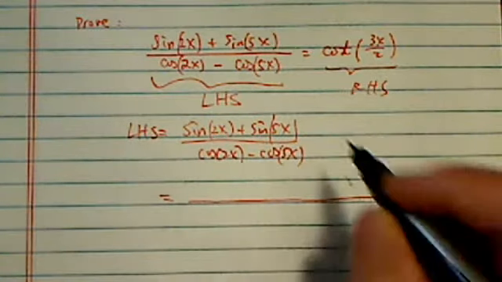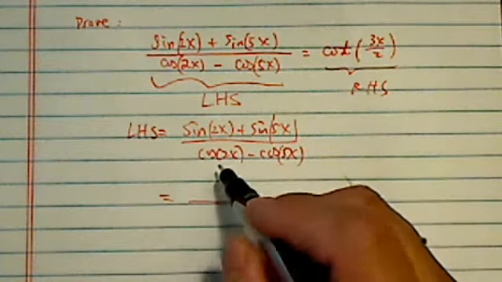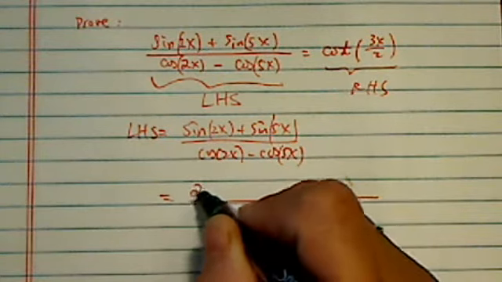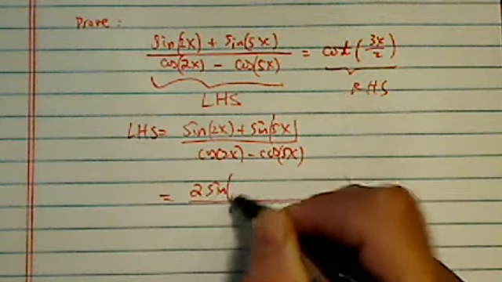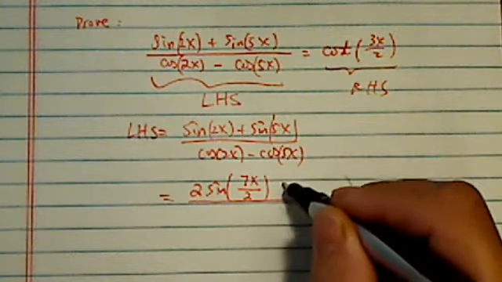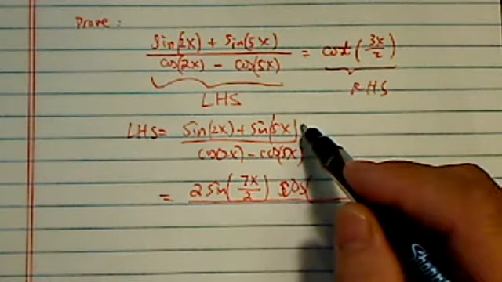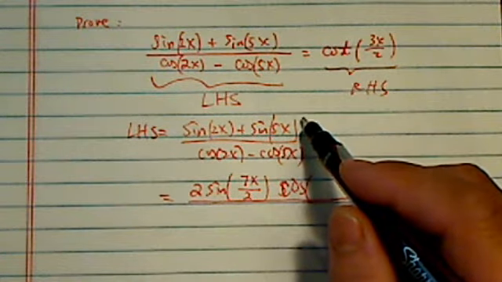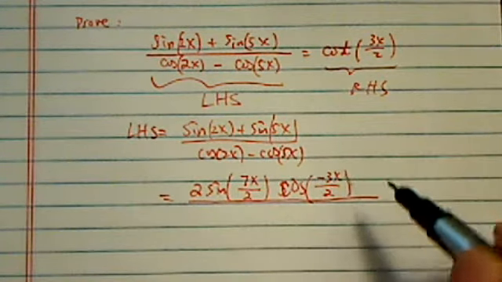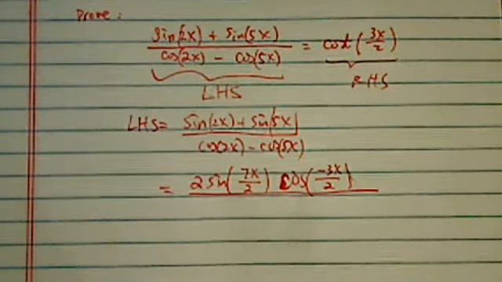formula we need to use that turns the sum into a multiplication. For sine, adding together, it's equal to twice sine of both angles added together divided by 2, which for us is 7x over 2, times cosine of the angles subtracted, so you have minus 3x over 2. Now, cosine is an even function, so that minus sign doesn't make any difference.